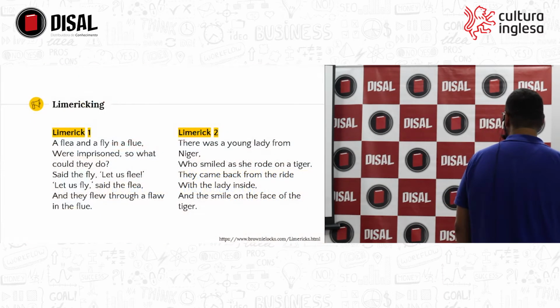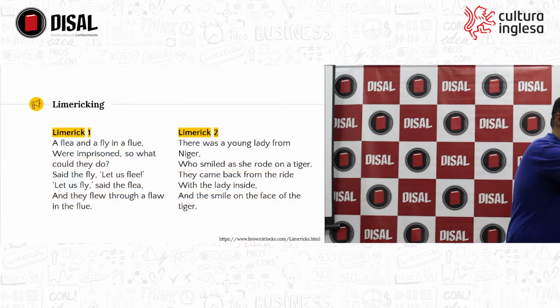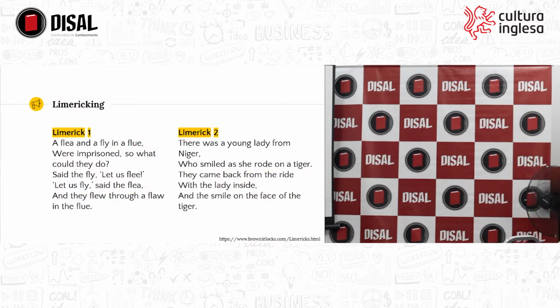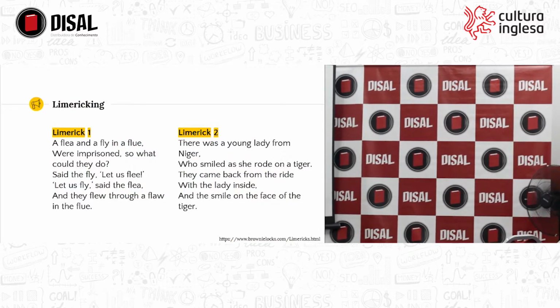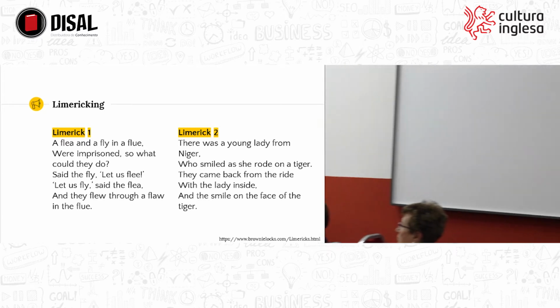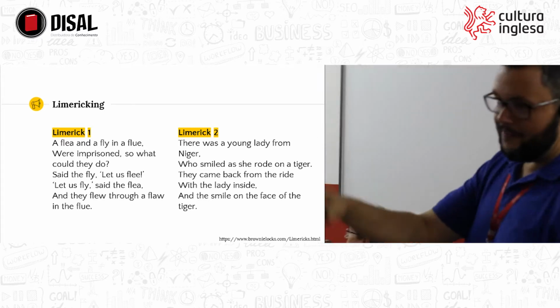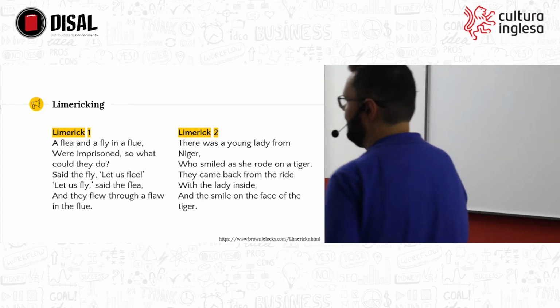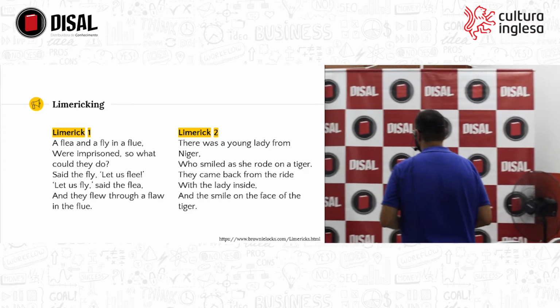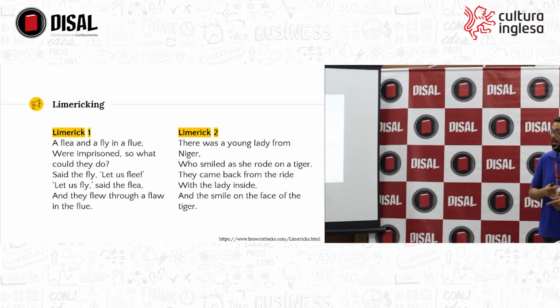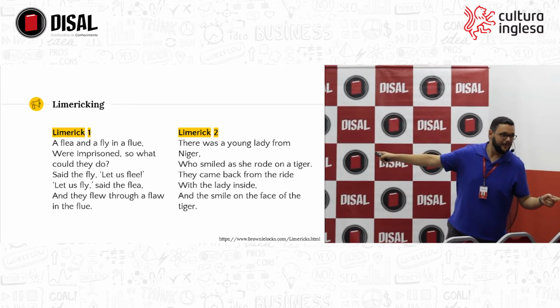Have a look at this. I want you guys to do Limerick 2, and you guys will do Limerick 1. So just have a read on your own first, then turn to the person next to you and try to read together. You guys do Limerick 2, and you guys, Limerick 1. Off you go. You are number 2.